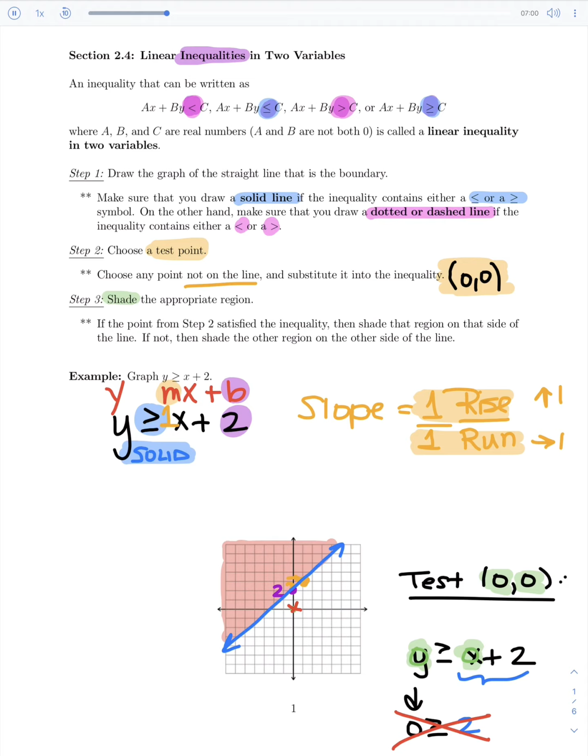And that's it. But that's a lot of work. We have to do 2 parts. We have to figure out how to graph it, and we have to shade it. That's the 2 parts of your inequality. Let's try another one.